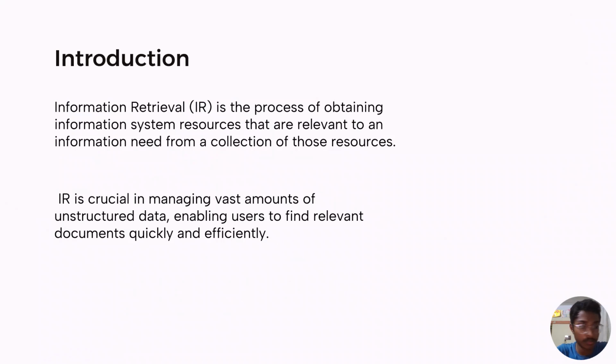So let's have a small introduction here. Information retrieval is the process of obtaining information system resources that are relevant to an information need from a collection of those resources. Information retrieval is crucial in managing vast amounts of unstructured data, enabling users to find relevant documents quickly and efficiently. In the modern world, what we use are search engines.